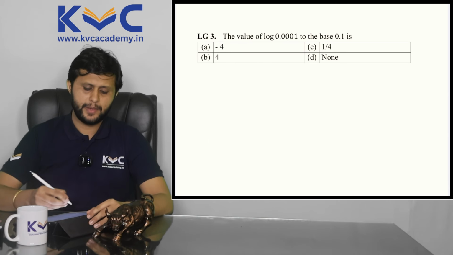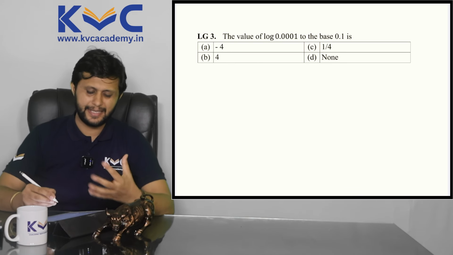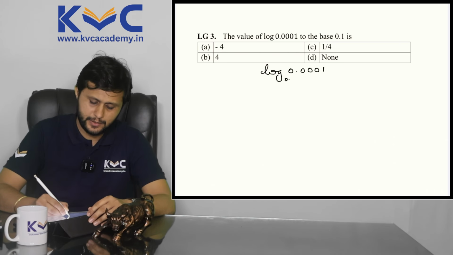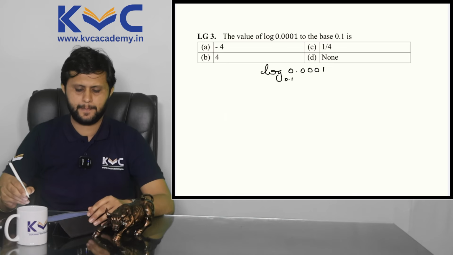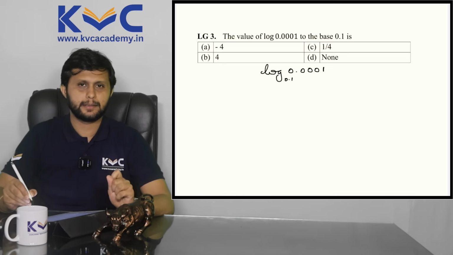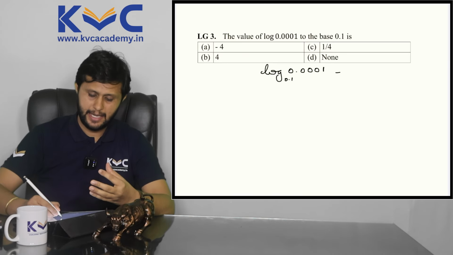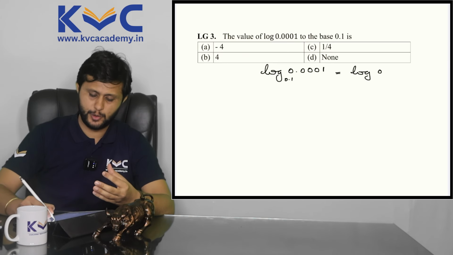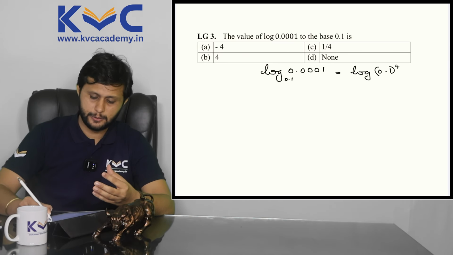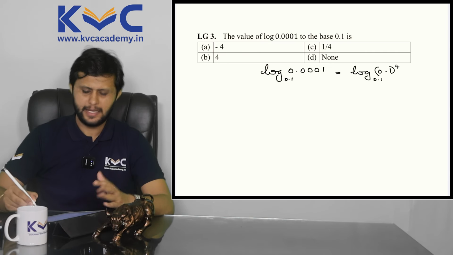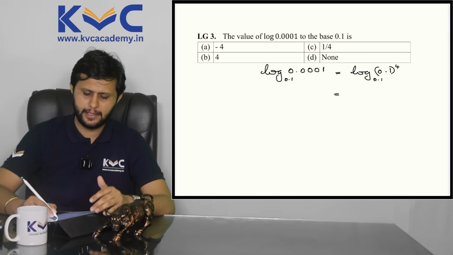Question number 3. We have value of, see, some decimals are there. We have logarithm of 0.0001 to the base 0.1. Now when we have problems like this, some of you, it will flash right up. Okay, I can write this as logarithm of 0.1 to the power 4 to the base 0.1. It will flash. If I have to continue, let me continue and get the answer.